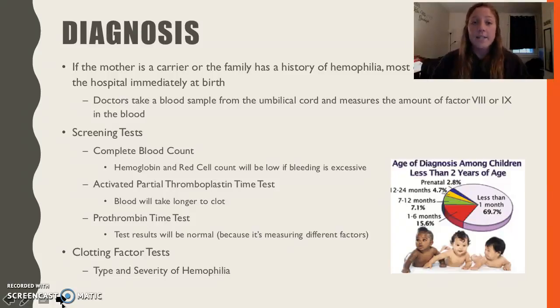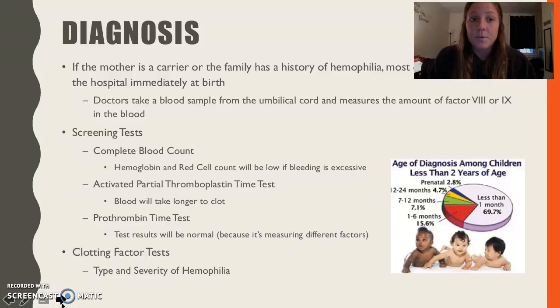Another test is an activated partial thromboplastin time test. This test measures how long it takes the blood to clot, and it focuses on factors 8, 9, 11, and 12. Now, this test will come out as a longer time with the hemophiliac, considering that it takes longer for the blood to clot, or the blood does not clot at all.